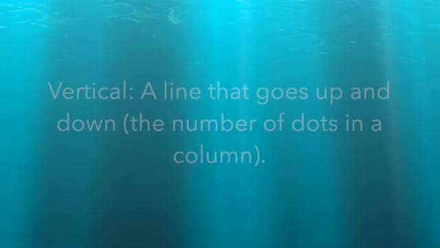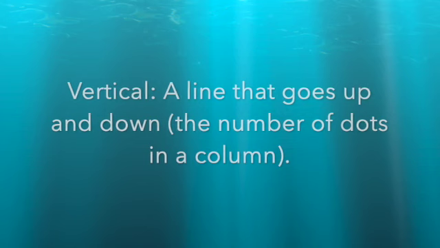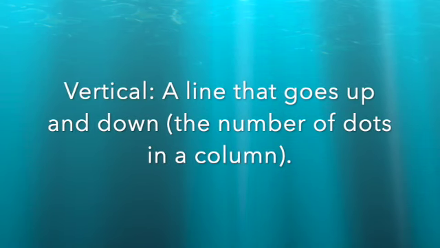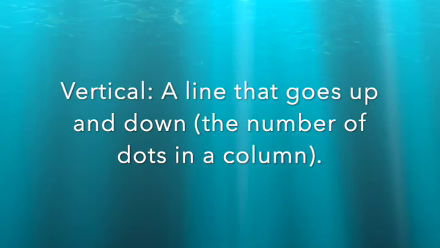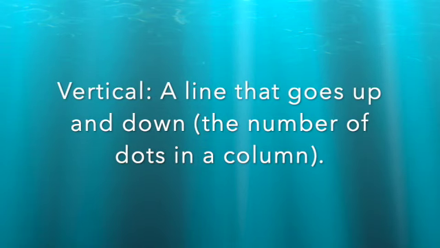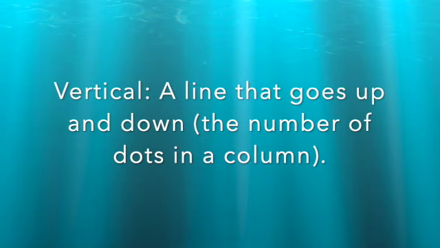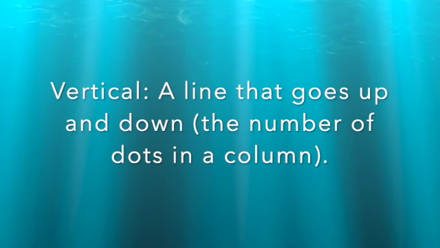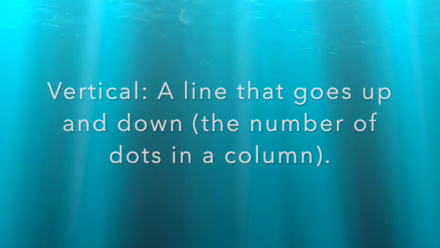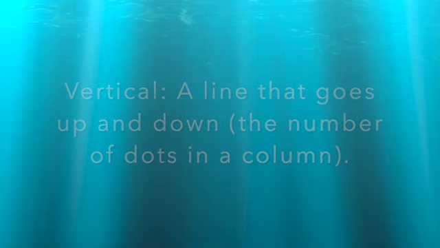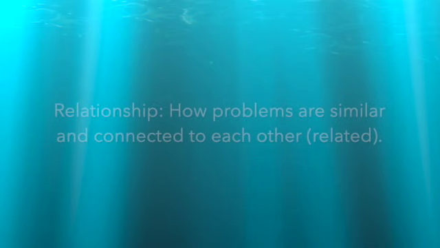And then the next word is vertical, and that's the opposite. That's a line that goes not from left to right, but up and down. And when you think of the array, it's the number of dots in a column. Remember the dots that go up and down? I've called it a column. That's a vertical line. And the last one is relationship.